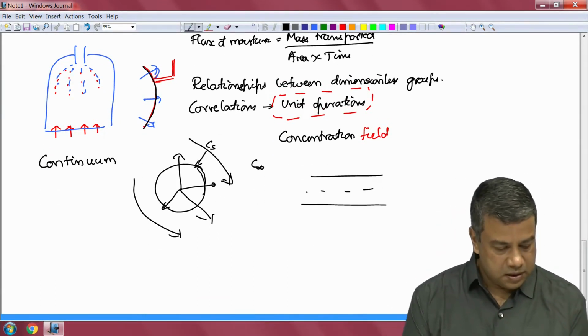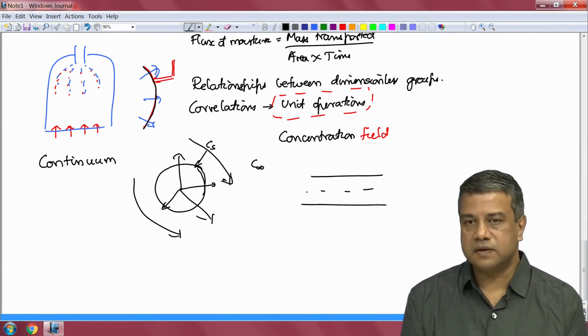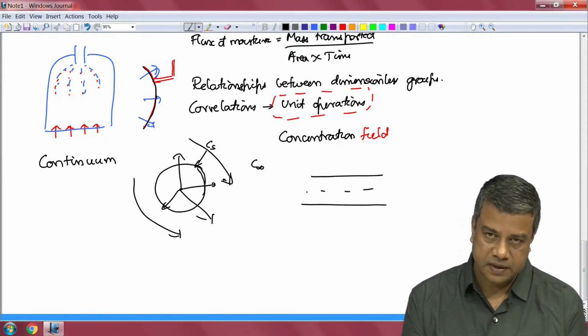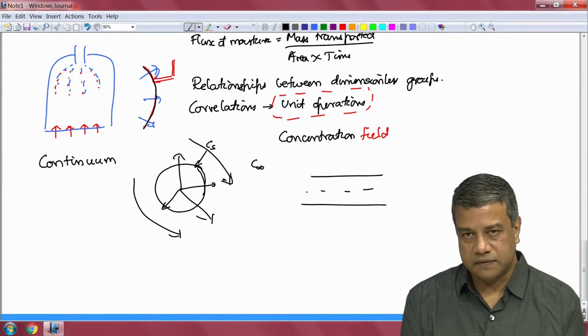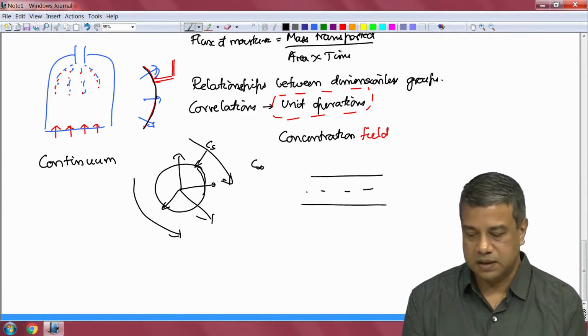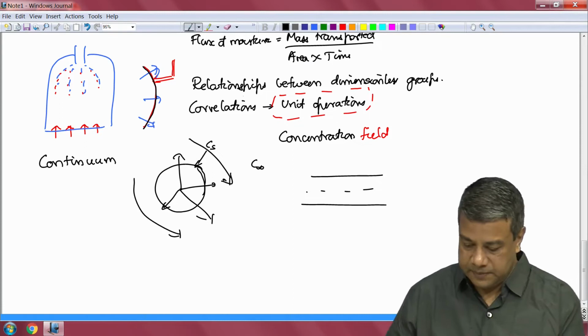Now, what are the inputs that go in? First of all, the concentration now is a function of position, and it is a function of time. It is continuously defined, that means that it is defined at each location within the fluid. So, what does it mean, a concentration defined at a particular location within the fluid?